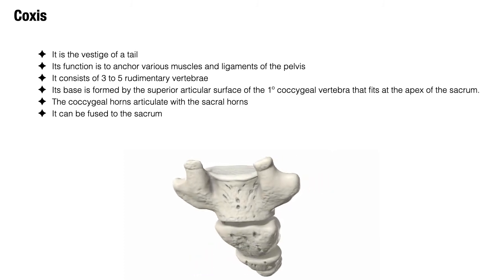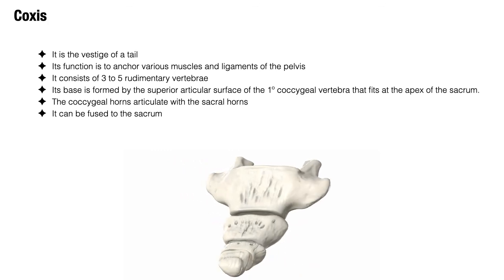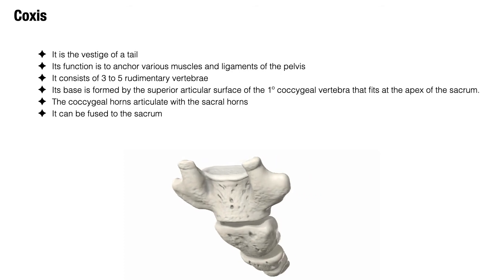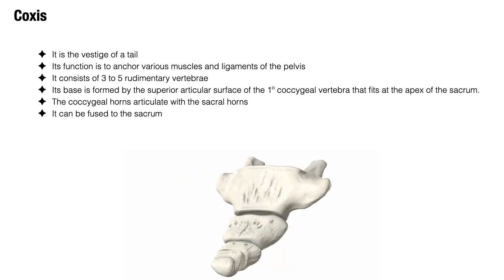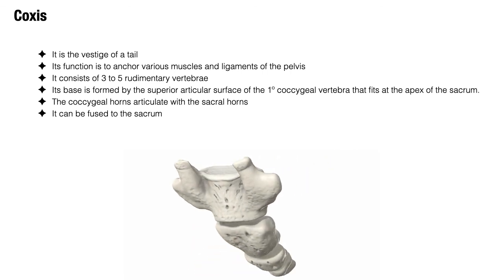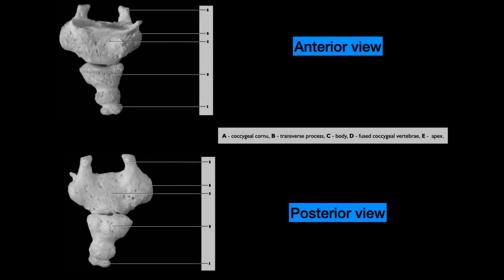Its structure varies between 3 to 5 fused vertebrae, and it articulates with the sacrum by its horns, but it can also be fused to it, forming just one bone. Last, here you have a picture of the coccyx.